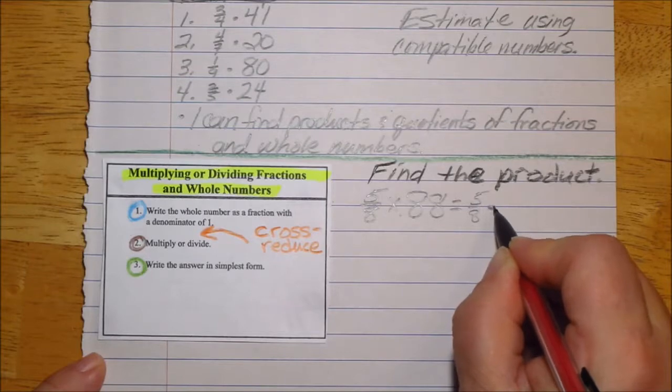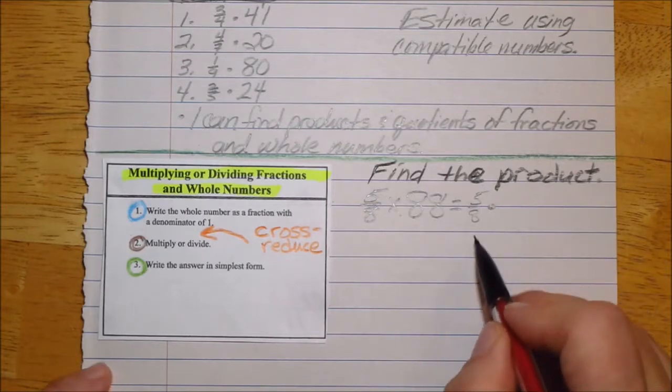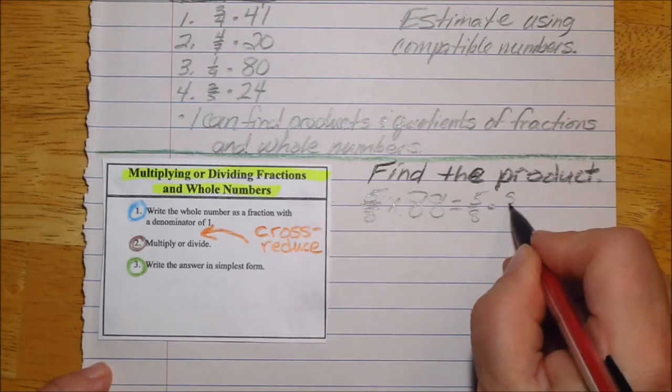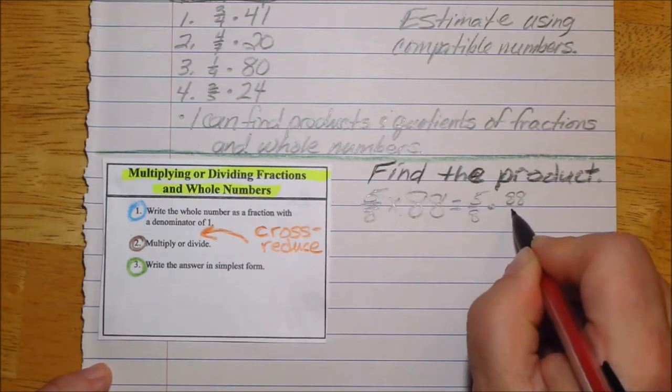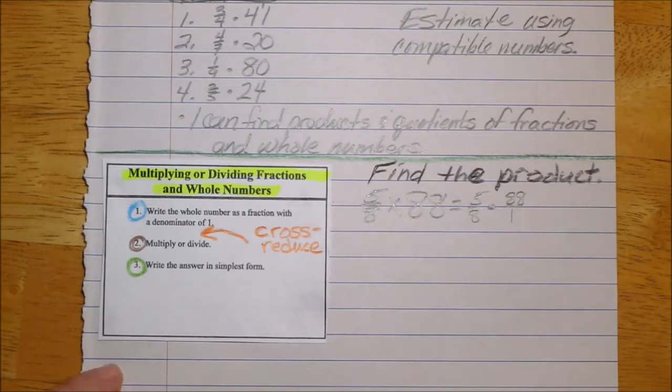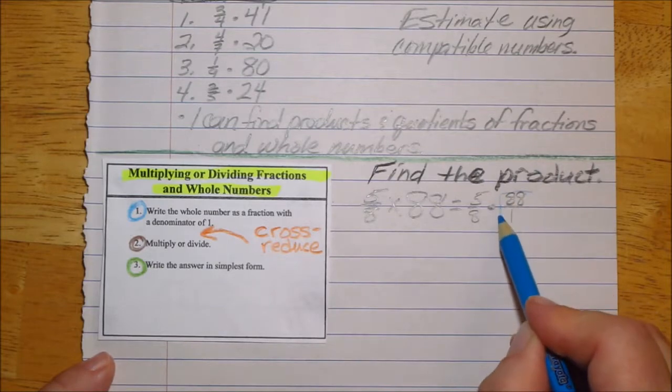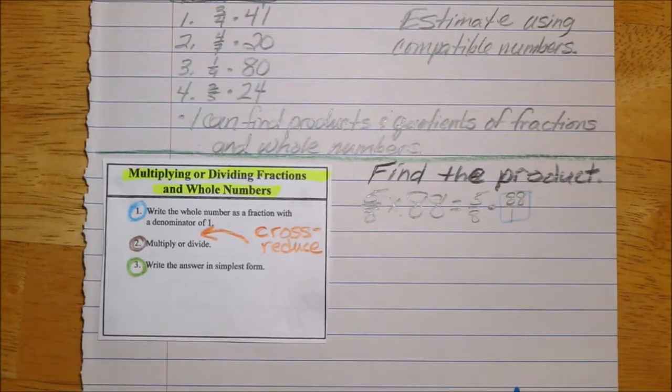So we're going to rewrite this problem as 5/8. I'm going to change my symbol to the dot. I just prefer this dot over the X. With 88 over the denominator of 1. Okay, that's our step 1, putting that 88 over the denominator of 1.